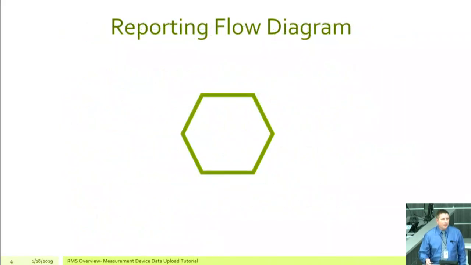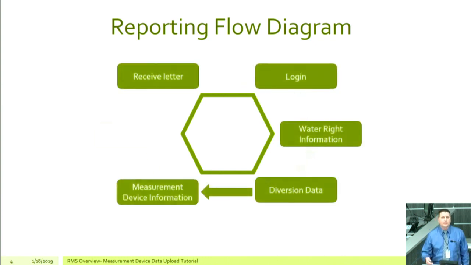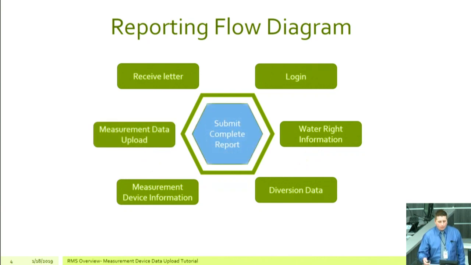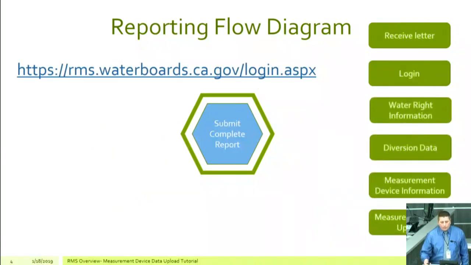So in looking at the flow of reporting, the Water Board sends out a letter. Many of you are familiar with that letter. It contains your water right IDs and reporting identifiers, which help you log in. And when you're going through the reporting process, you review your water right information, make updates if necessary. You put in your diversion data, your measurement device information now for folks doing more than 10 acre-feet, and then your measurement data upload. The URL for the RMS system is on here. We also have it available in cards, which we'll hand out afterwards.